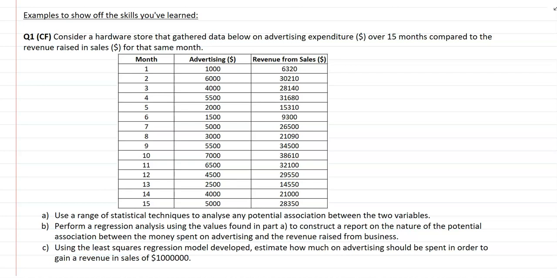Have a think about what statistical techniques we've covered so far. Perhaps rewind the video to have a look at that list that we covered in terms of what techniques you can use to analyze a potential association between two variables. So press pause, have a go at doing the question, and we'll come back and compare your answer to my sample response. Let's go.